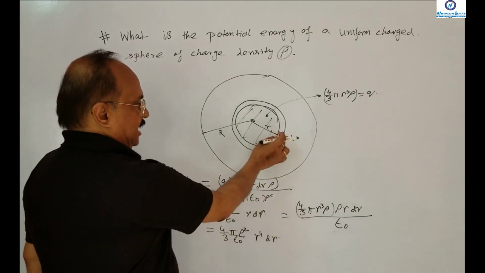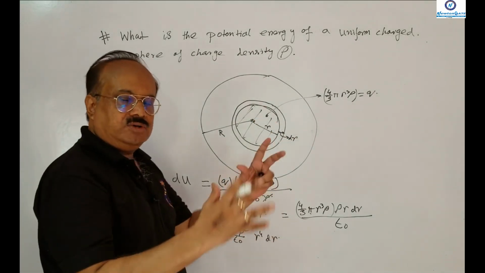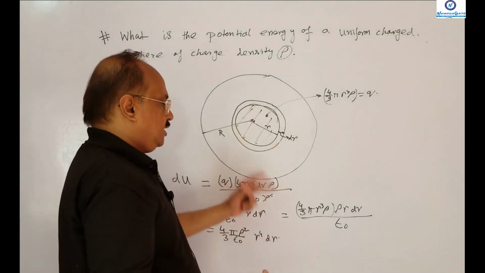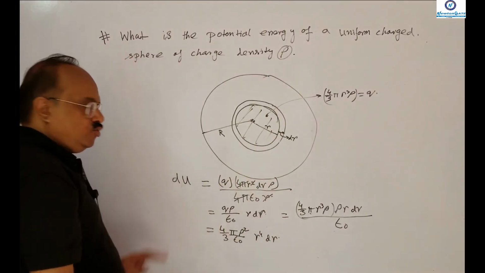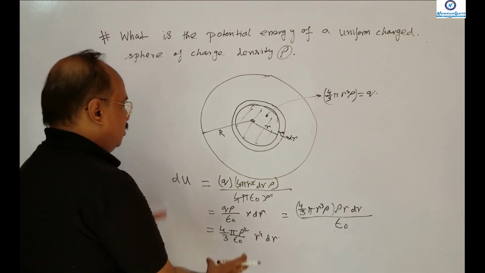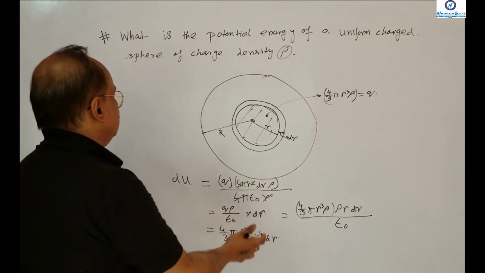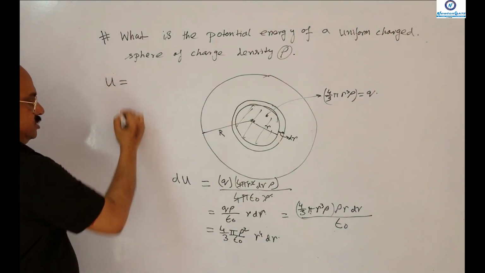If I add shells like this from 0 up to this much, then I will get the total energy of this system. So we just have to integrate, nothing else. We have already found it for adding this thin spherical shell, so now we do the integration. That is the total potential energy of the system.